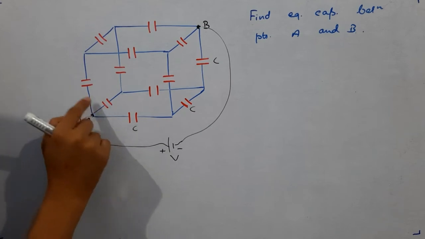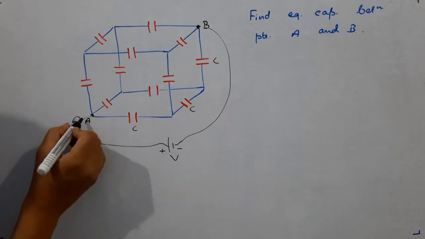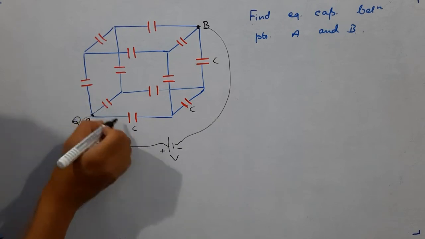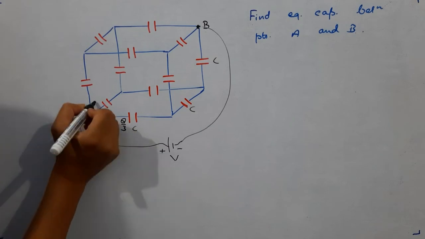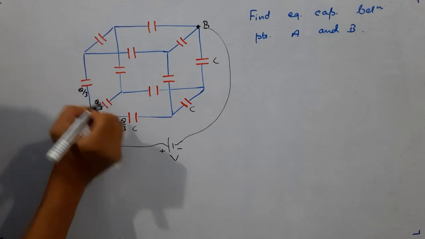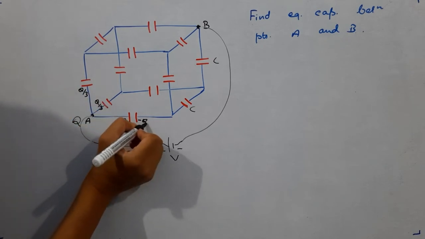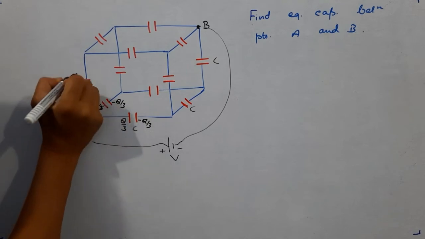And all these 3 parts, because of symmetry, we say are identical. Therefore, this charge must distribute equally between these 3 arms. So the charges on these 3 arms will be Q by 3, Q by 3 and Q by 3. And on the other plate of the capacitor, it will be minus Q by 3, minus Q by 3 and minus Q by 3.